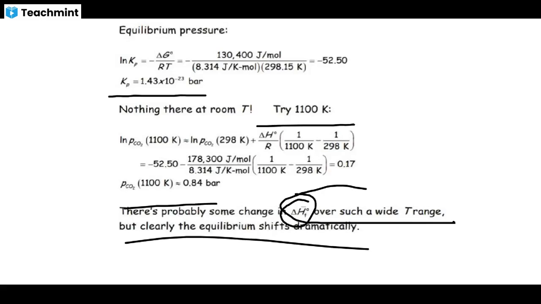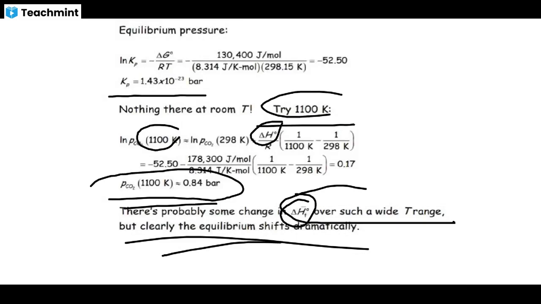Here we take the delta H as independent of temperature, so that you can take it outside the integral. But here the temperature range is very large, room temperature to 1100, so it is a very large range. Definitely the delta H has changed, but that does not matter. We only want to know whether the equilibrium shifted towards product or not. So clearly the equilibrium shifted towards product.